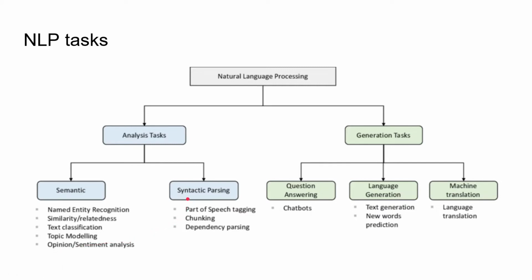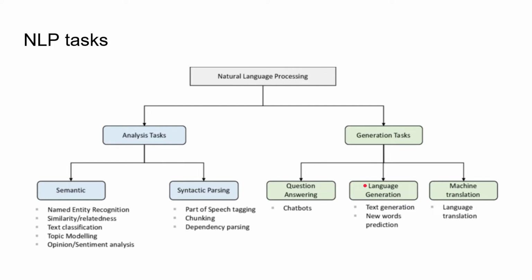Then we have syntactic parsing. In syntactic parsing, we have part of speech tagging. We will talk about part of speech tagging further in this session. Then we have chunking and dependency parsing. In generation tasks, we have question answering. For question answering, the easiest and most well-known example is chatbots. So we use NLP to train chatbots so that they can be much more efficient, much more human-like, and that's a task of NLP that is still under development and under research.